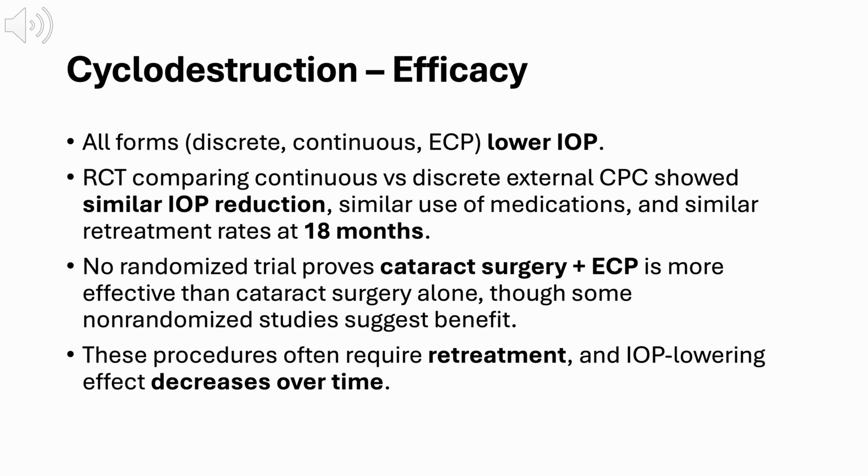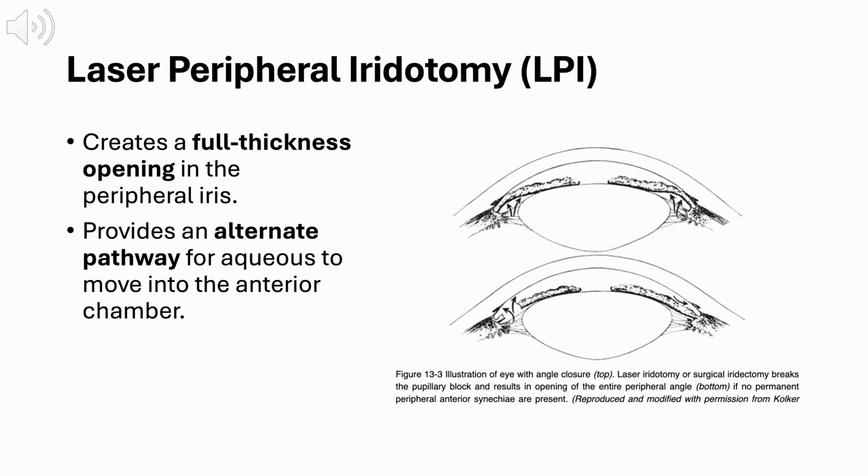Cyclodestructive procedures, whether discrete, continuous, or endoscopic, consistently lower intraocular pressure. A randomized comparison of continuous versus discrete external CPC showed that both approaches achieve very similar pressure reduction, medication needs, and retreatment rates at 1.5 years. For ECP, the evidence isn't as strong. There's no randomized trial showing that combining it with cataract surgery outperforms cataract surgery alone, even though some observational work hints at added benefit. And across all forms, the effect tends to wane with time, so retreatments are common.